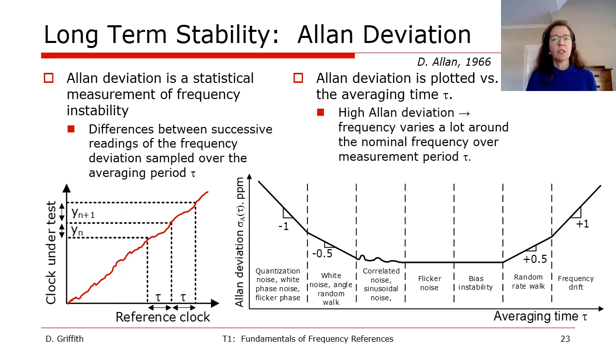The Allan deviation is plotted versus the average time, as shown on the plot to the bottom right. A typical plot will cover averaging times from a few milliseconds up to minutes, hours, or even days. There are many characteristic regions of the curve, as shown here, where the Allan deviation is dominated by quantization noise, white noise, flicker noise, bias instability, frequency drift, and so on. The key point of this plot is that the Allan deviation describes how much the frequency varies compared to the nominal frequency over a measurement window tau.